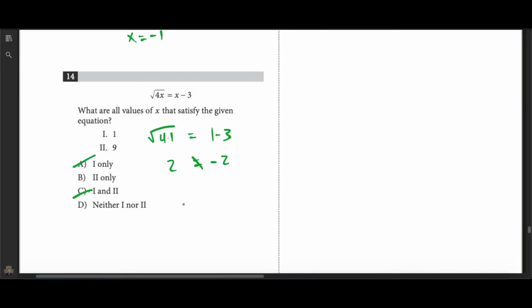Let's try 9. We plug in 9 into the square root of 4 times 9 is equal to 9 minus 3. Well, 4 times 9 is 36. Square root of 36 is equal to 9 minus 3, 6. Is this true? Yes, square root of 36 is equal to 6. So the answer would be B only. It's not going to be neither.